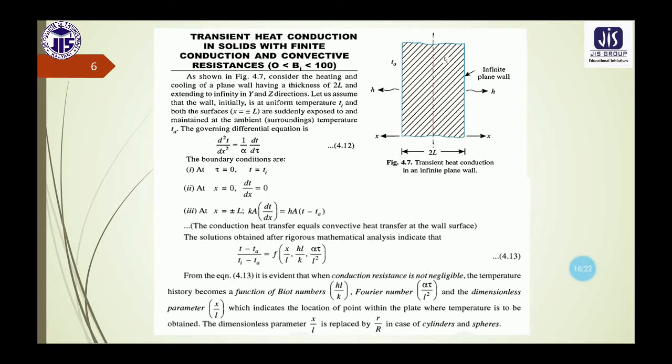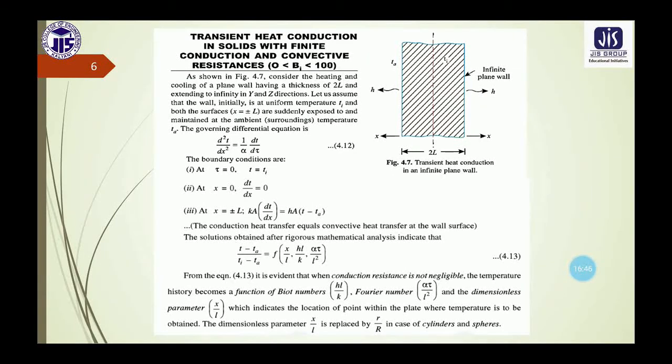Now as this plane wall extends to infinity in the y and z directions, the governing differential equation will be only in the x direction. It is the one dimensional heat conduction equation, that is del 2T by del x2 equals 1 by alpha del T by del tau.